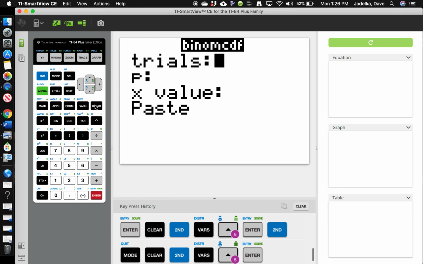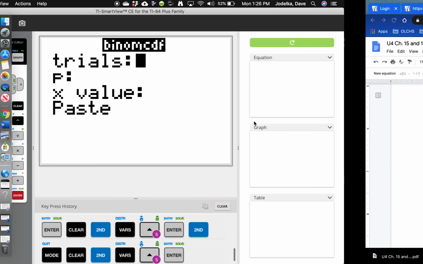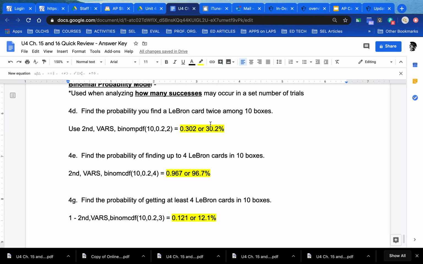There you go. Now you can see that there's 3 inputs: trials, probability, and then number of successes. Okay, now again, this is PDF because it was specifically 2 cards. These are both CDF. Find the probability of finding up to, that's like saying less than or equal to 4. So you wanted to find cumulative and 4 as the number of successes.